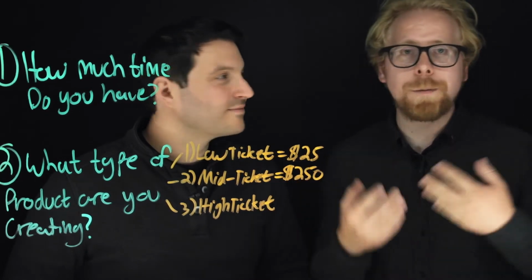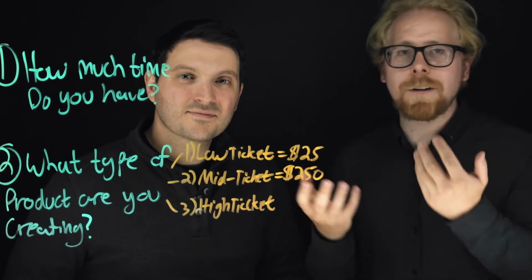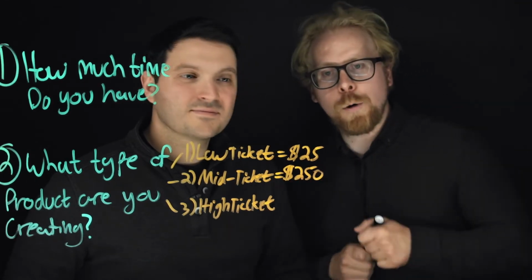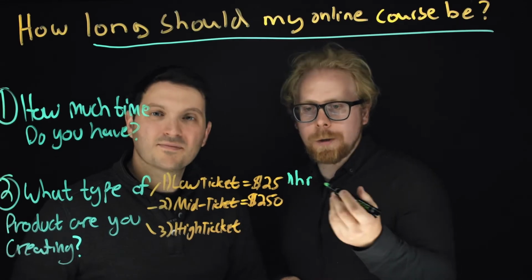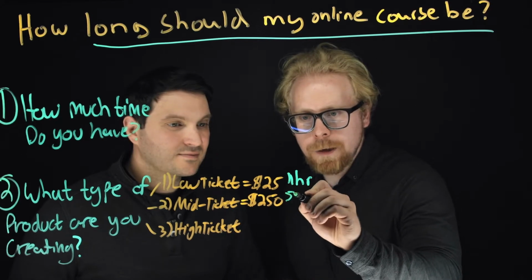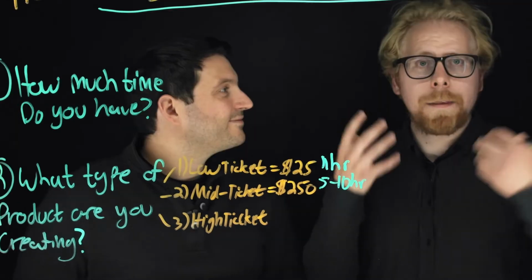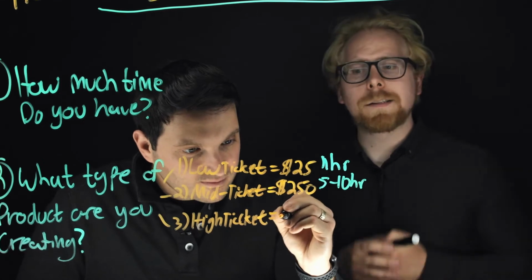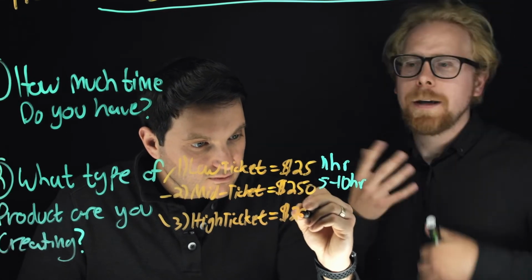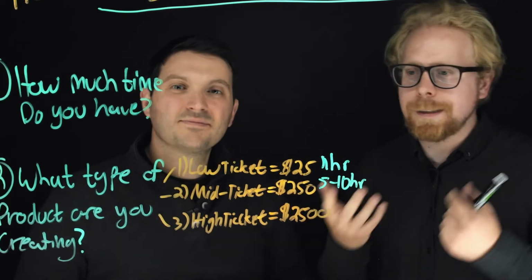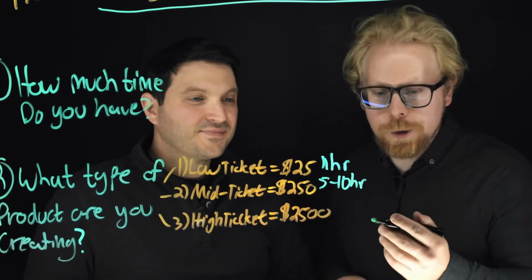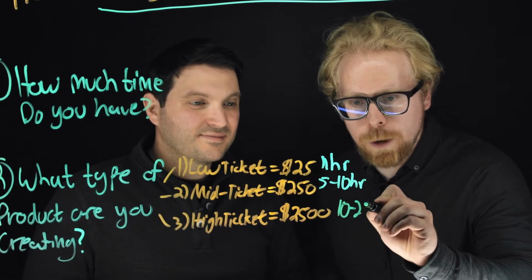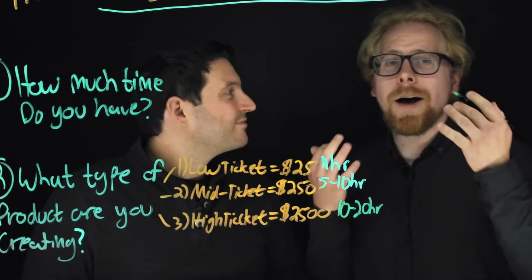A mid-ticket course is going to be much longer than a low ticket. Low ticket, you're probably looking at about 1 hour. A mid-ticket, you're probably looking at somewhere in the 5 to 10 hour range. And the high-ticket course is going to cost somewhere around $2,500. So if you're going to create a course that's like $5,000, same type of thing, or $2,500, you're looking at the 10 to 20 hour range. It could even be a lot more than that.